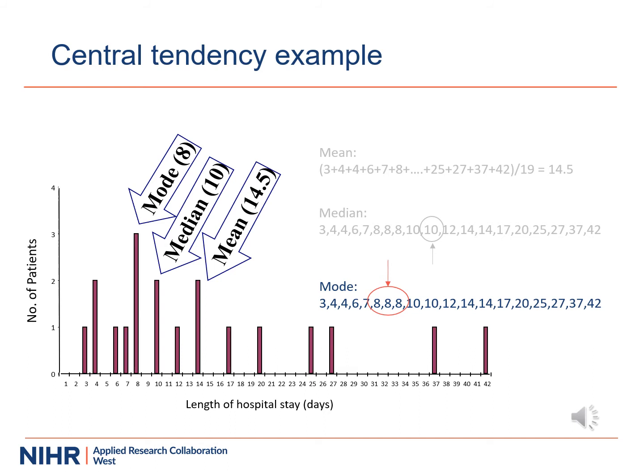Finally, the mode, the value that occurs most frequently or most commonly. Here we can see both from the figure and from lining up the values that 8 days in hospital is the most common length of stay. In this example, because the data are skewed or not normally distributed, the most appropriate central tendency measure to use is the median. We'll come back to this later.